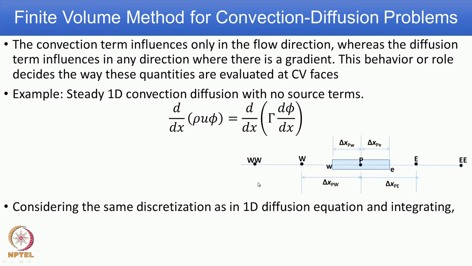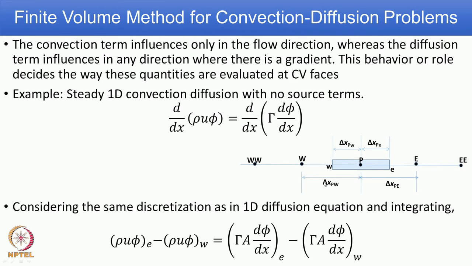Considering the same discretization as in the 1D diffusion equation, integrating this equation over the control volume will result in a final form like this: rho u phi evaluated at the east face minus rho u phi evaluated at the west face equals gamma A d phi by dx evaluated at the east face minus gamma A d phi by dx evaluated at the west face. If you observe here, the right side terms are already familiar to you. We did that in detail when we did the 1D diffusion equation.